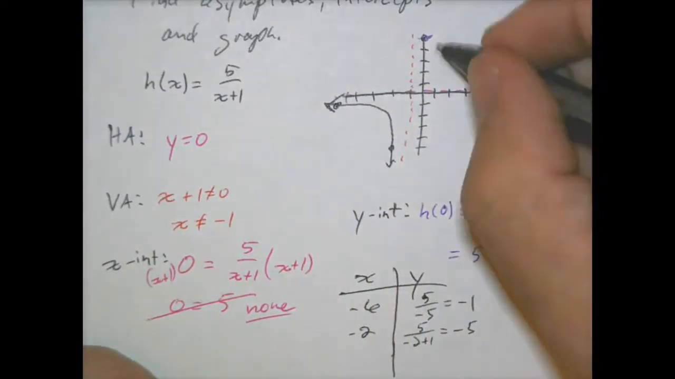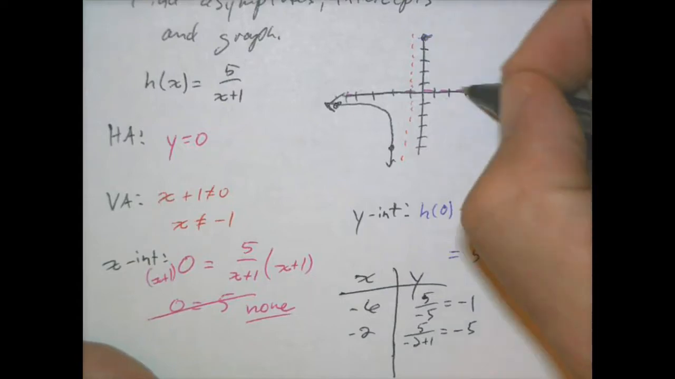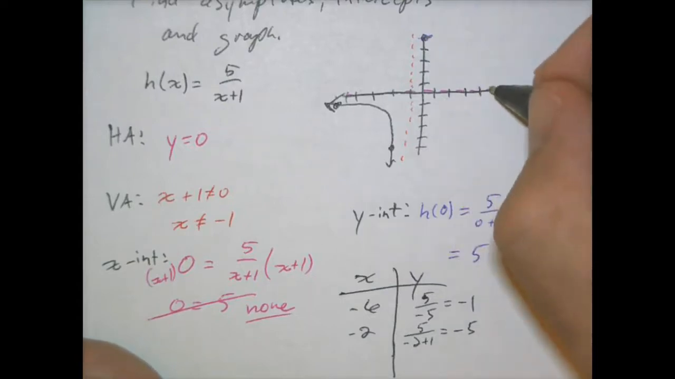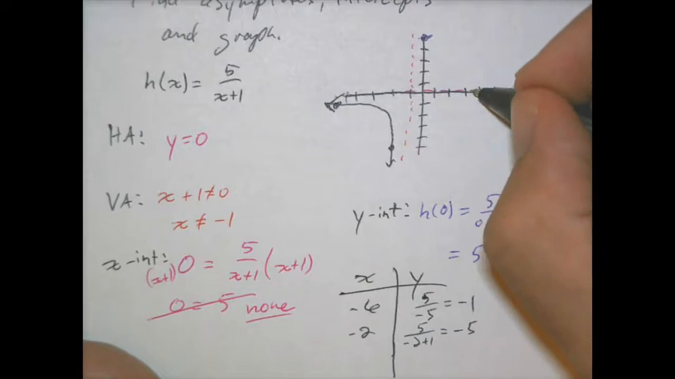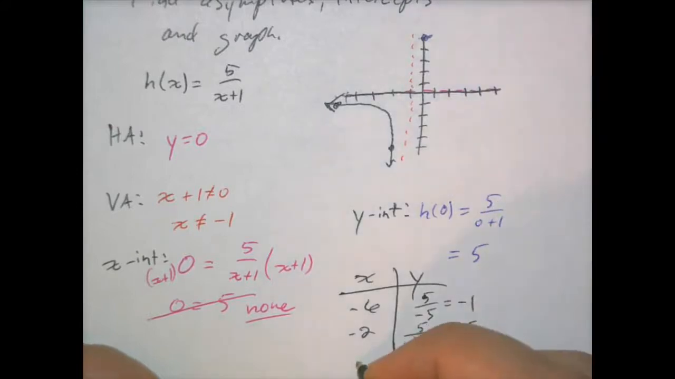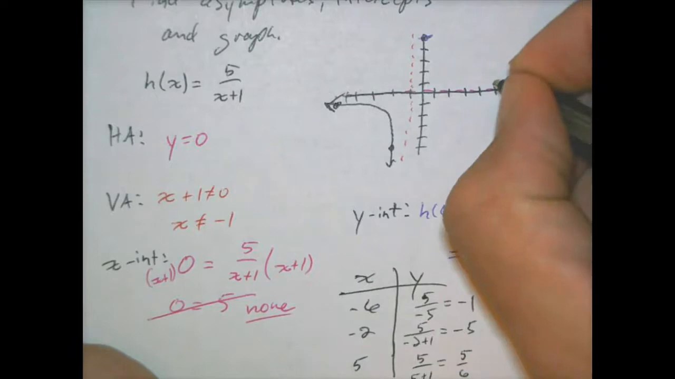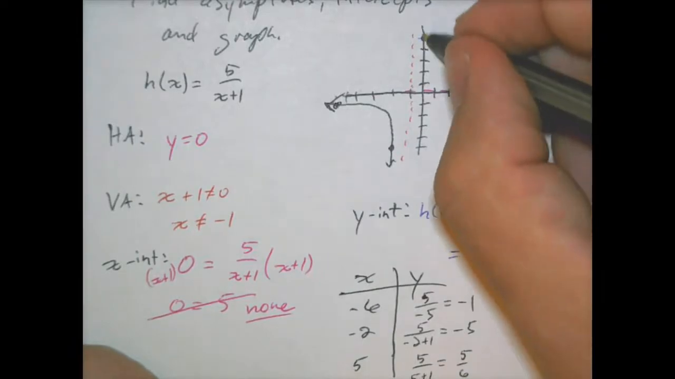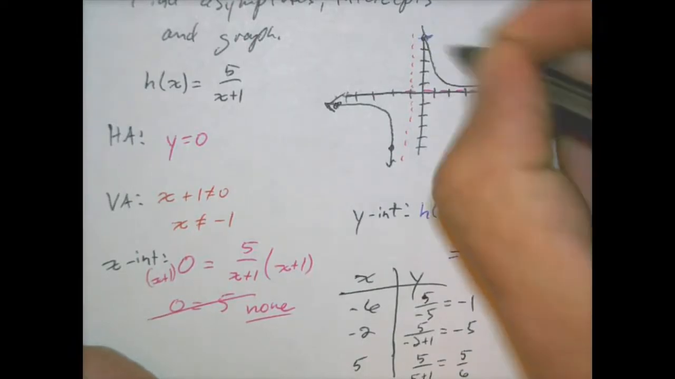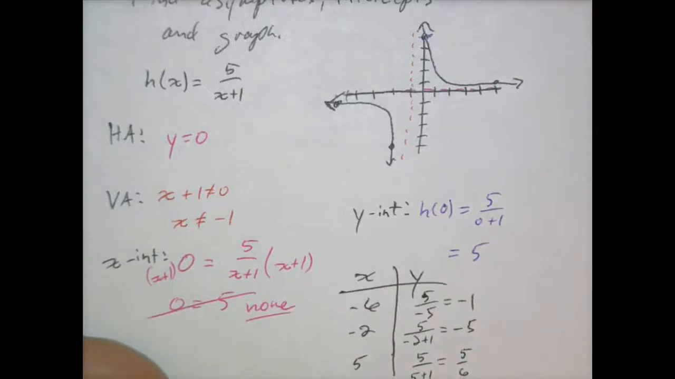And then on this side, I know what it's doing towards this. It's probably going to go down, but I just want to make sure it doesn't cross the horizontal asymptote. So I'll plug in like 1, 2, 3, 4, 5. If I substitute in 5, I have 5 over 5 plus 1, which is 5 over 6. So it is on this side. And I can draw my graph. Cool. That's all there is to it.